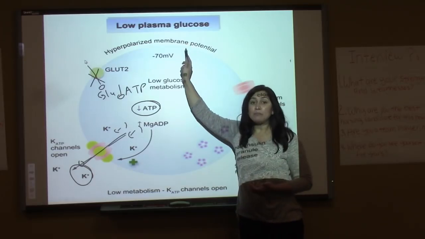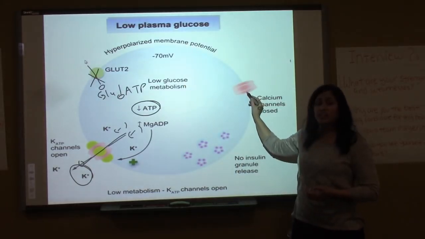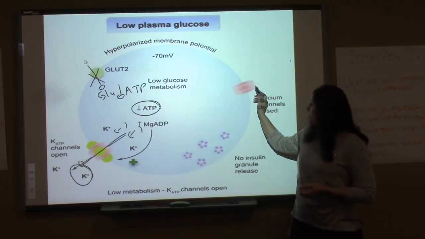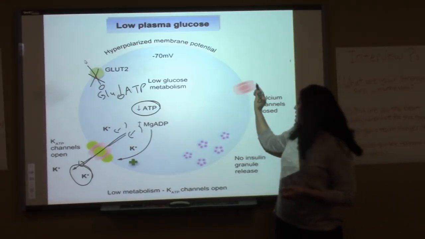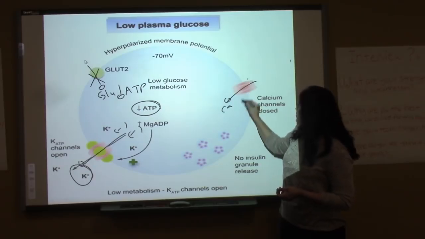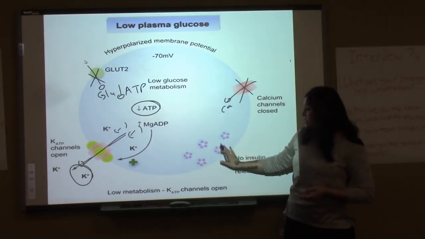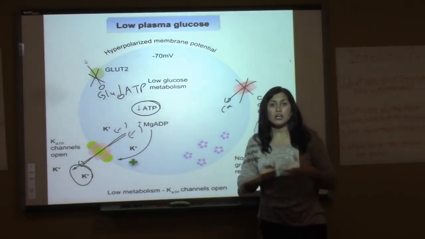Because this membrane is hyperpolarized, this voltage-gated calcium channel does not open up. If the calcium channel does not open up, there's no influx of calcium. So there's no calcium coming inside. If there's no calcium, there's no exocytosis of insulin.